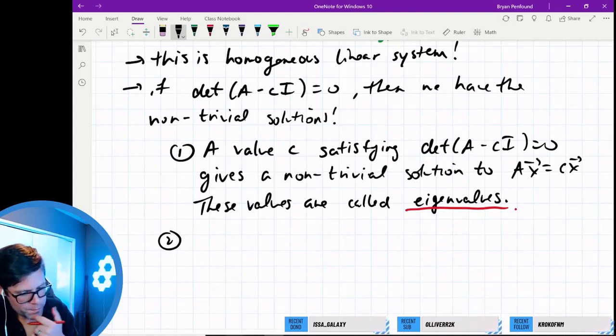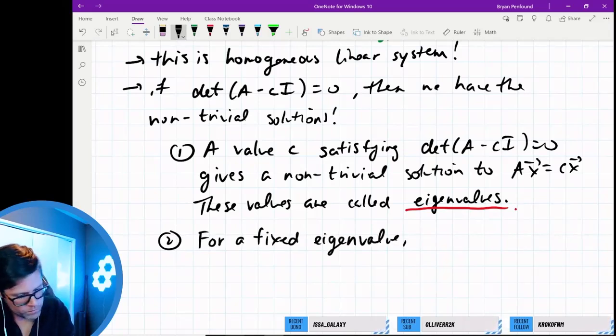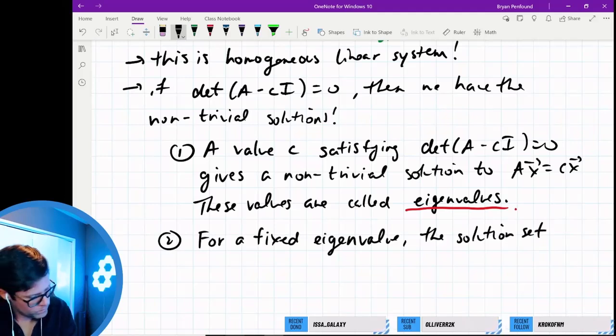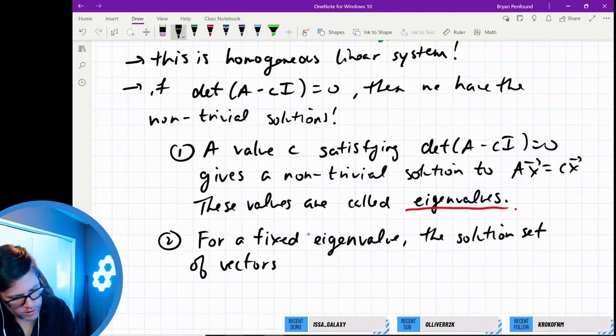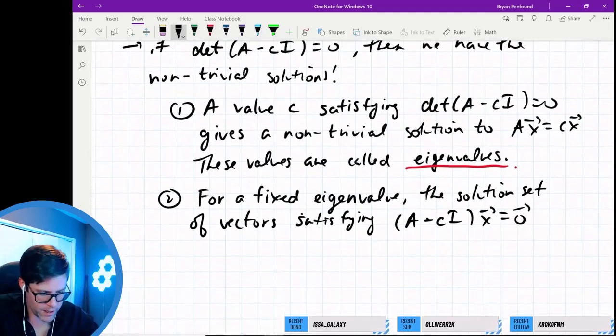And the second thing that we can tease apart from this is that for a fixed eigenvalue, any vectors that yield a solution, so the solution set of vectors satisfying A minus cI times x equal to 0, any of these non-zero vectors that satisfy this for a fixed eigenvalue are going to be in the null space.